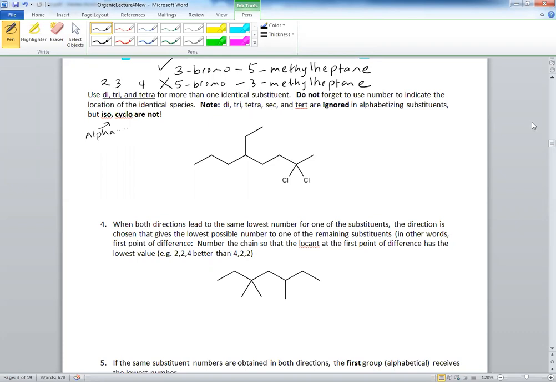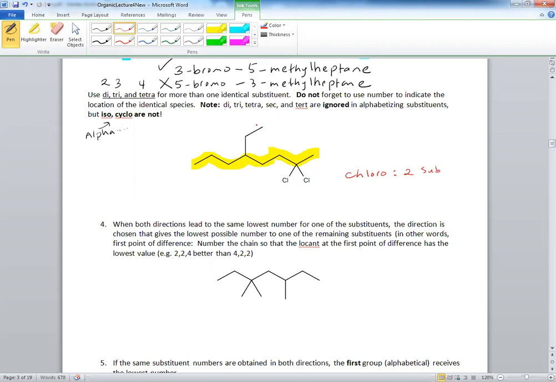Well, this is all going to clarify what we mean. So let's begin. What's the longest chain? You see it. Right there. Now, you are to count to give the numbers the lowest possible they can get. Well, let's see. What is this? This is a chloro. You have two of them, two substituents. They start with a C.